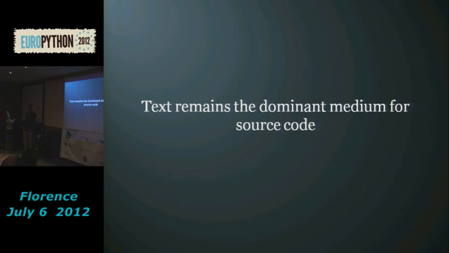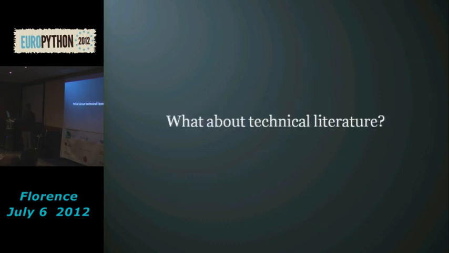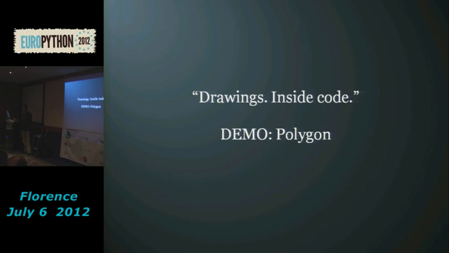And as a result, text remains the dominant medium for source code. But what about technical literature? Think about the last time you looked at a science book or a computer science textbook. It's mostly prose, mostly just text. However, you've got diagrams, tables, and spatial layout where they're helpful. So why can't we do the same thing for code?